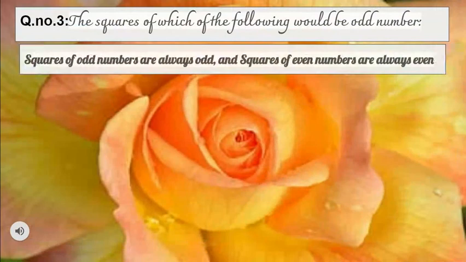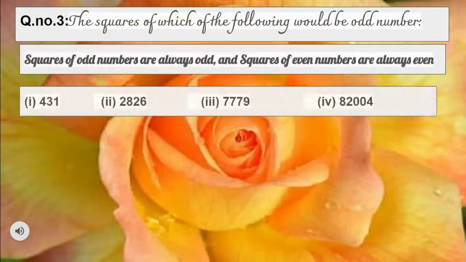So here four numbers are given: 431, 2826, 7779, 82,004. From this, we have to see first which are odd numbers and which numbers are even. What is an odd number? Odd numbers means the numbers ending with 1, 3, 5, 7, and 9. And the other remaining numbers, meaning 0, 2, 4, 6, 8, are even numbers, isn't it?